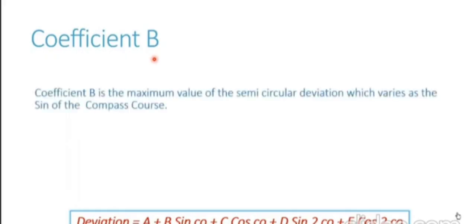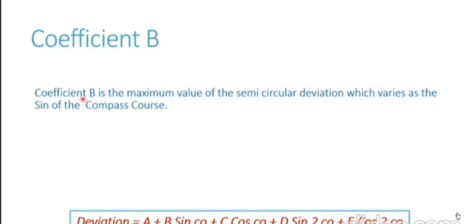Now let's move on to the second coefficient, that is coefficient B. The definition says coefficient B is the maximum value of the semicircular deviation which varies as the sine of the compass course. Now in the formula which I gave you, what is that part which is proportional to or which varies as sine of the compass course? It is the second part of the formula, that is B sine course. Now the maximum value of that deviation is what is coefficient B.